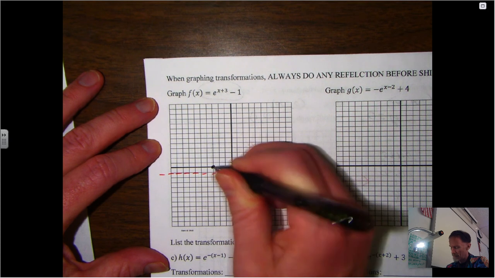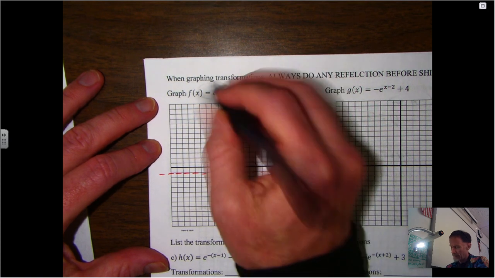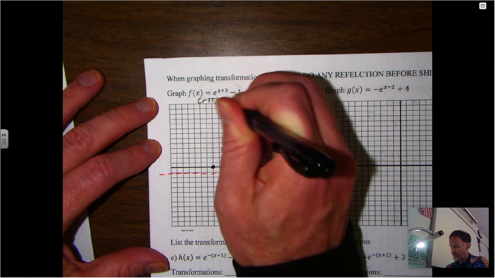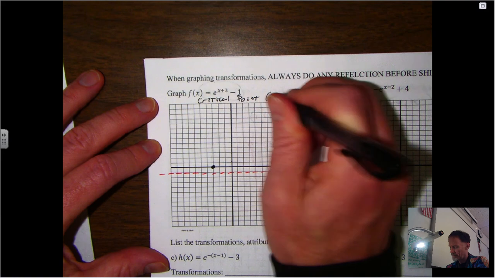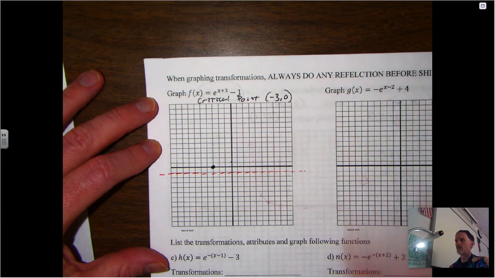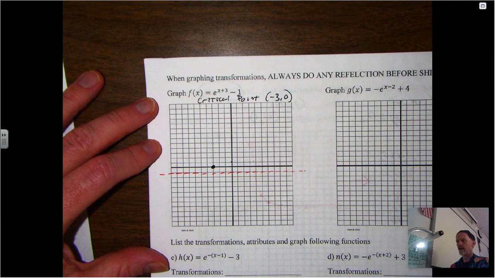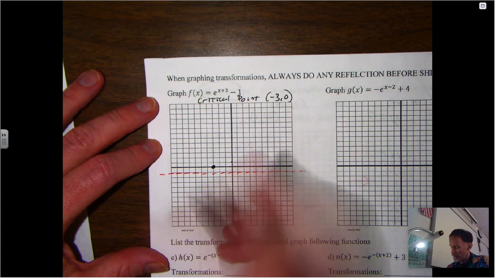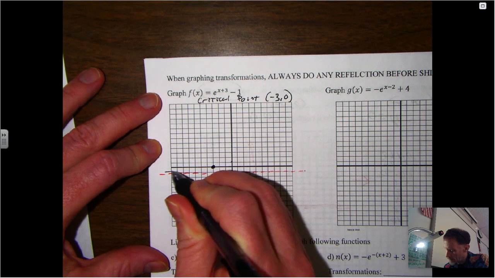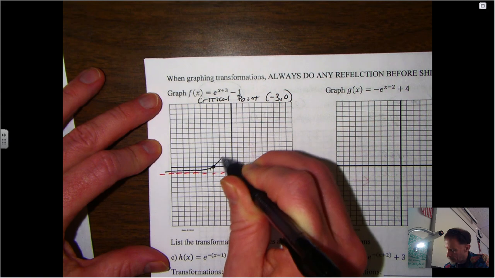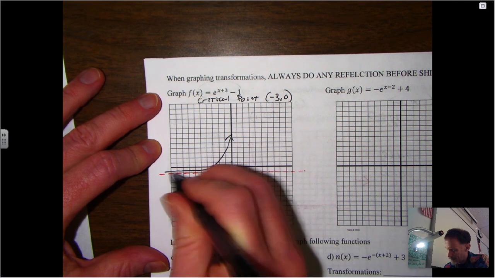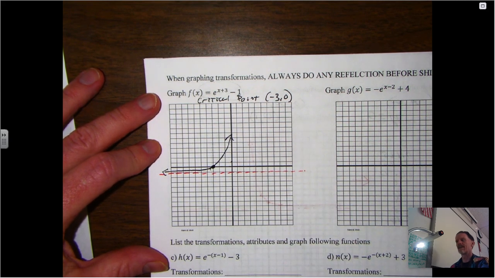I'm not going to label it here, but right on top of the graph, the critical point is now at negative 3, 0. We definitely want to label that. And then from there, it's just the general shape. Remember, there's no reflection, so it's doing the same thing as the parent function. It's going to be asymptotic along here, go through here, and once it goes through that critical point, it's going to go up pretty steeply. I'm not going to be super picky. As long as it's that general shape, I'm going to be happy. And that's it.